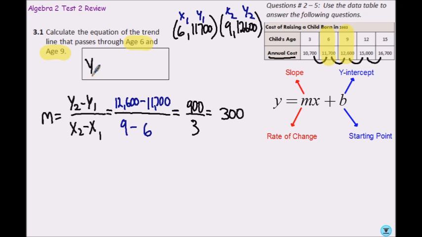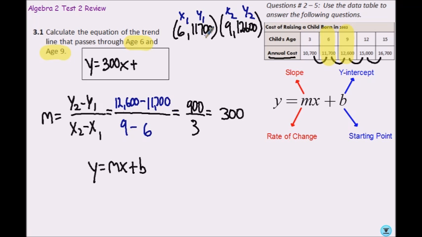So my rate of change here is going to be y equals 300x plus, now I just want to know what my starting point was. Again, that's kind of going back to say, what was it in the first year of life, how much would that cost? So what we want to do, and it doesn't actually matter which one we pick, but we'll pick one of the pairs here. So I could pick the first pair, or I could pick the second pair. But what I'm going to do is plug it back into the equation, y equals mx plus b. And I'm just going to use the first one here.